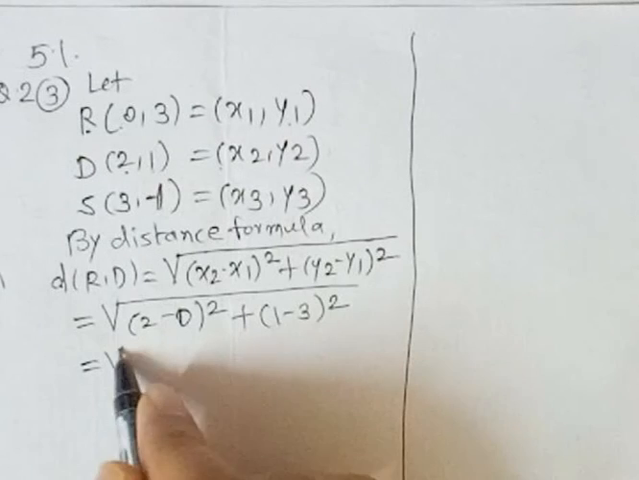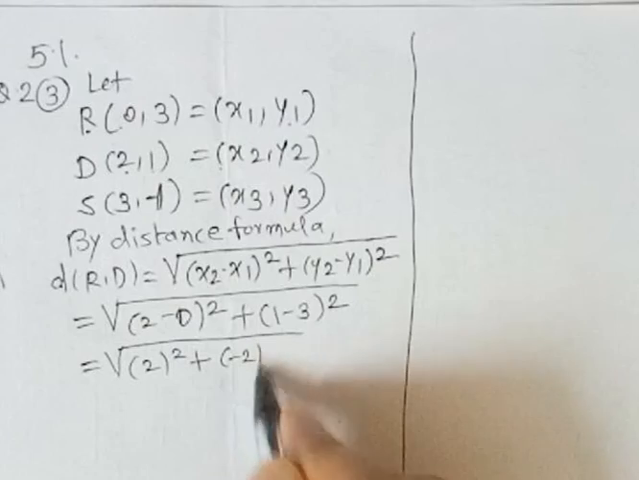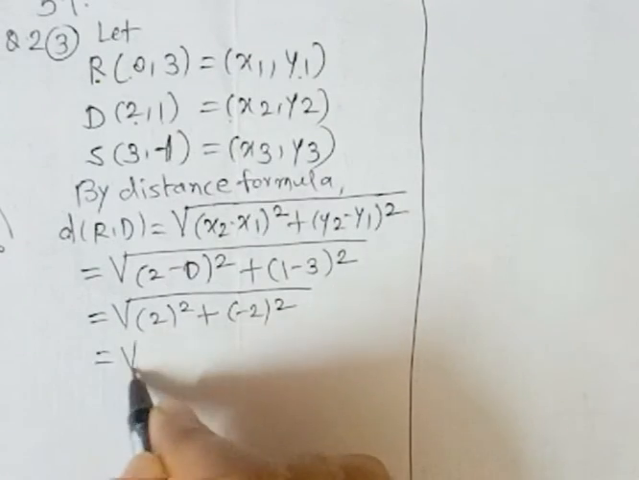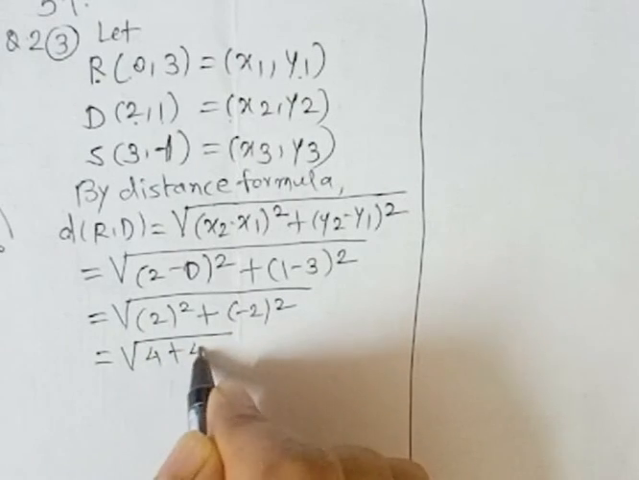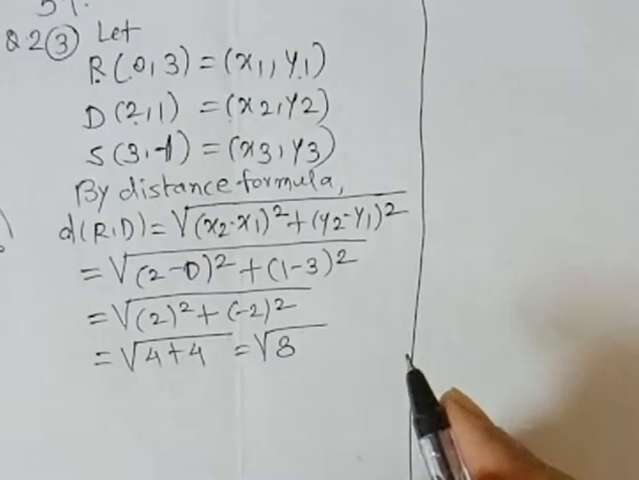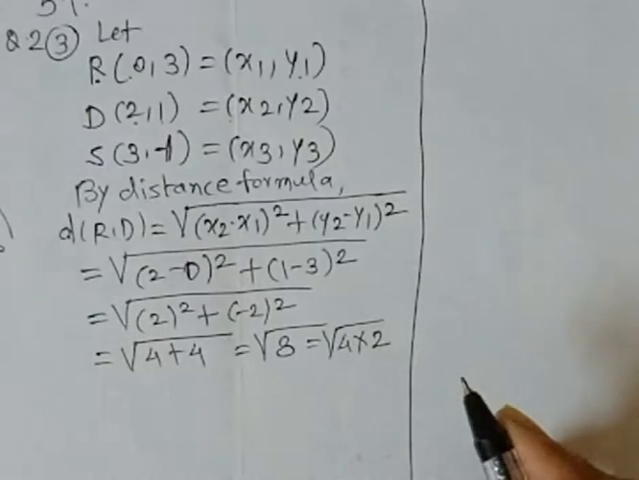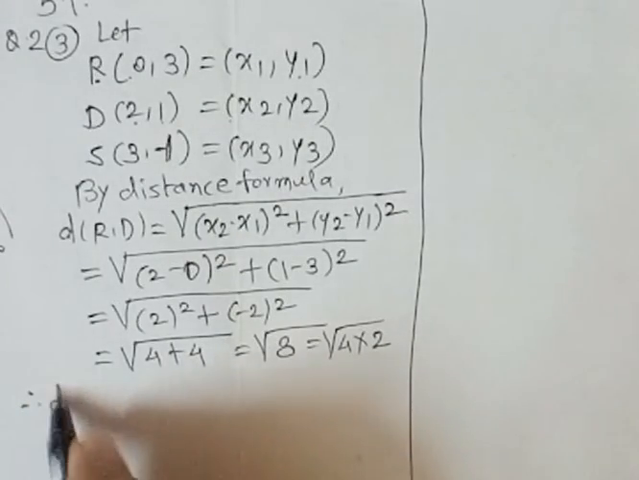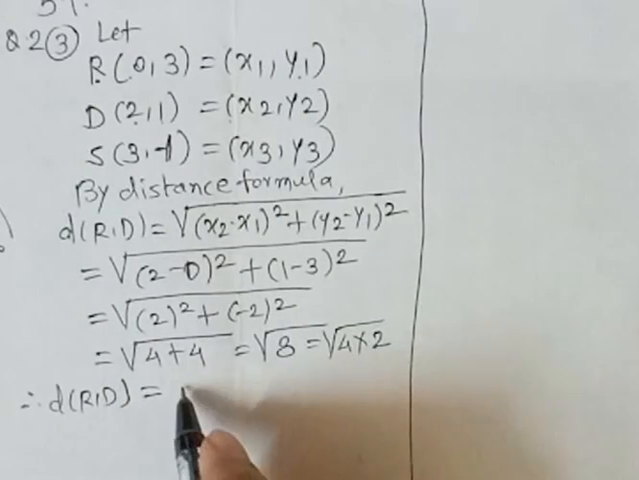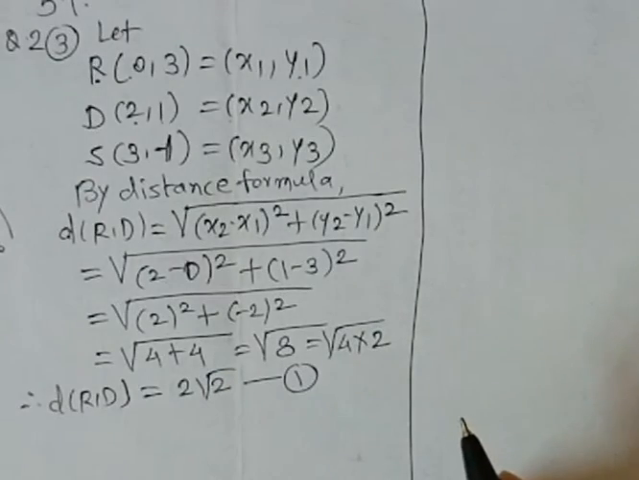Now see here, 2 minus 0 is 2 square plus 1 minus 3 is minus 2 square. Now see, distance RD is equal to 2 square is 4 plus minus 2 square is also 4, under root 4 plus 4 is under root 8. Okay, now split this 8 as 4 times 2, and therefore distance RD is equal to square root of 4 is 2, and this root 2. That is equation number 1.